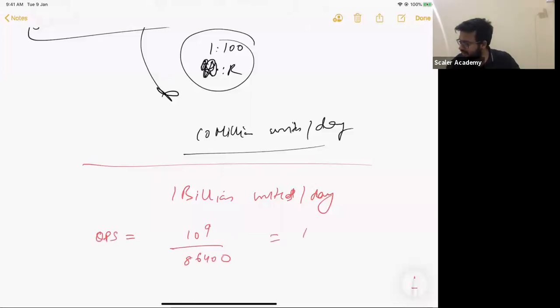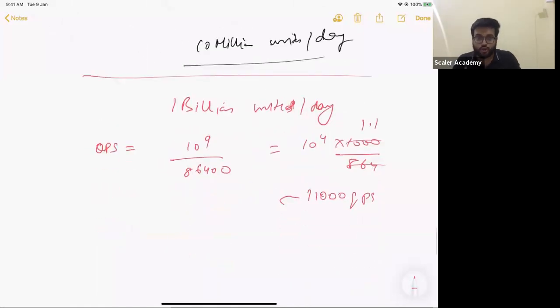This will become 10 to the power 4 multiplied by 1864. This should be something like 1.1 maybe. So this should be something like 11,000. Does that make sense? So it should be around 11,000 QPS.